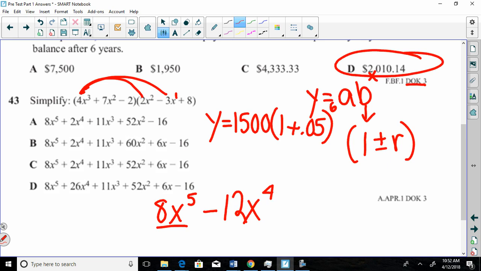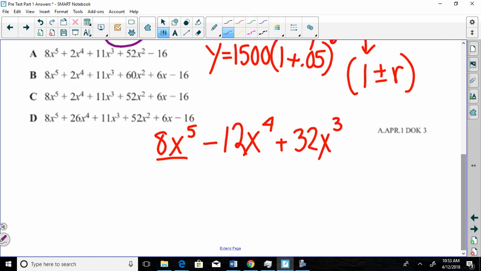Then you do it again. I don't think there's going to be one this difficult, to be honest, but just in case, I always want to overprepare. What's 4x cubed times 8? 32x cubed. Then I'm going to go to my next one. 7x squared times 2x squared. 14x to the fourth.